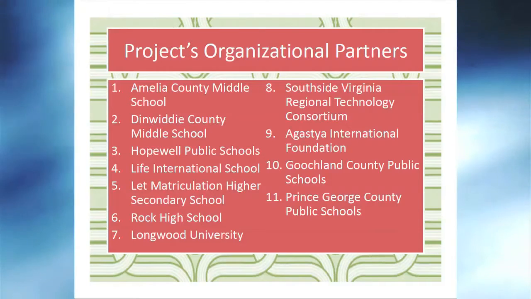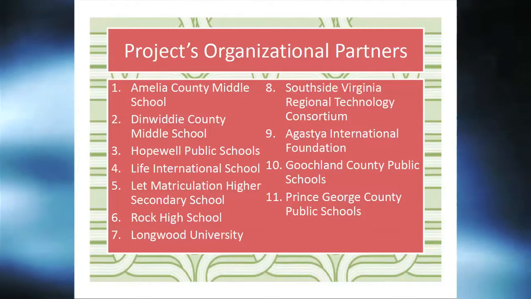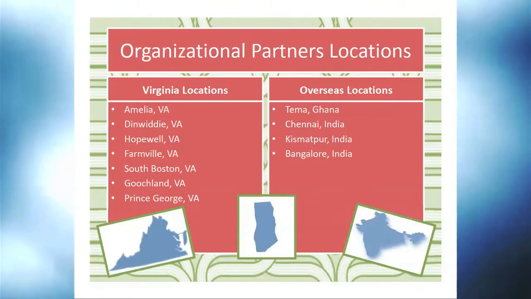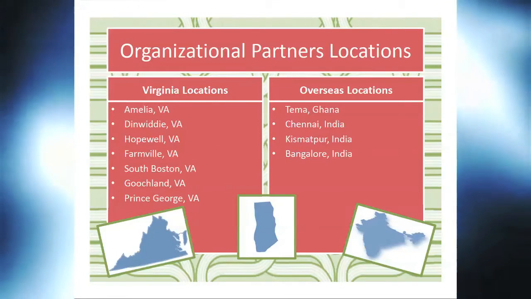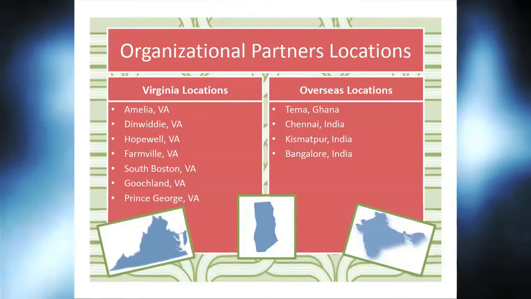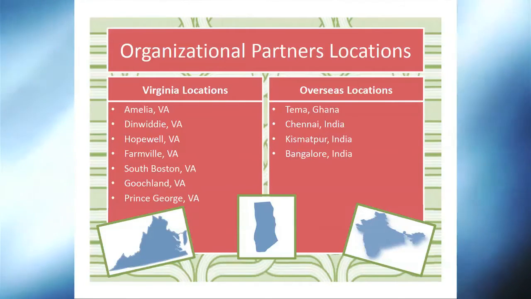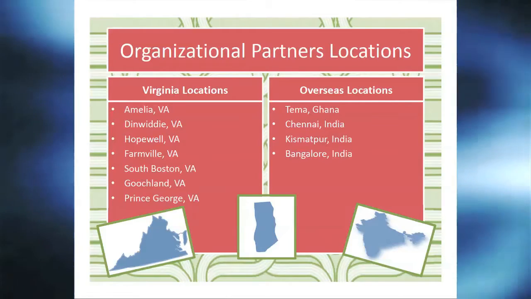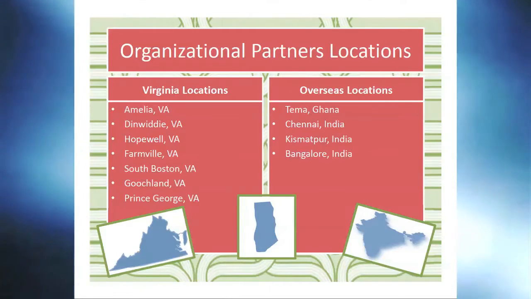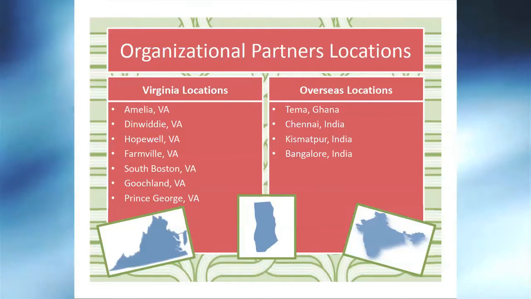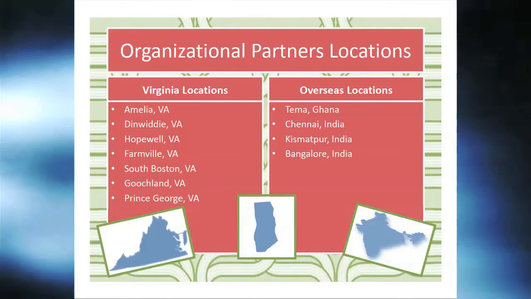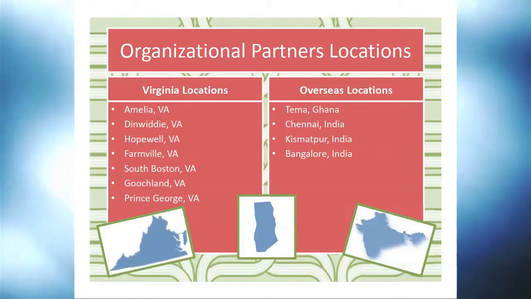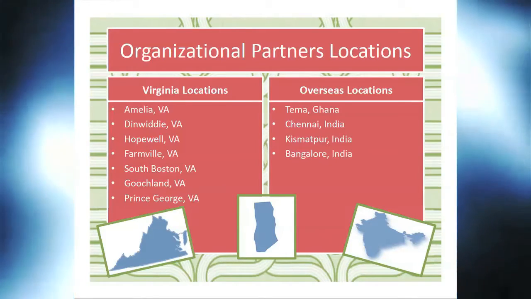So these are the different locations. Of course, you have the Virginia locations, and Tema, a small town in Ghana, closer to Accra. And here in Chennai, and then Kismatpur. And Bangalore is because it's Agastya. We have not done any training there yet until May 2012. Chennai, and then Kismatpur, which is a rural area. I will tell you more about it a little later. So these are the names of the schools that we work with.